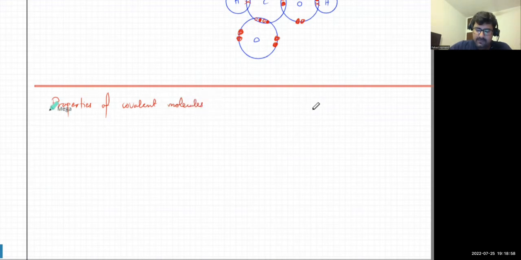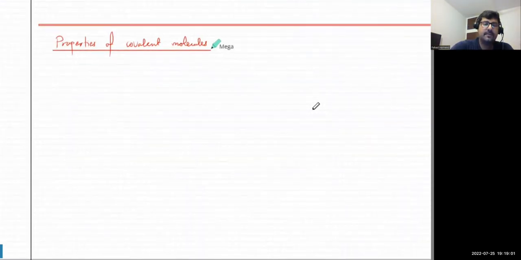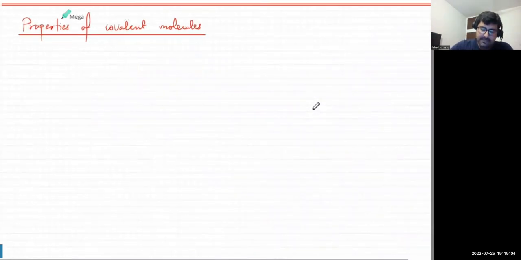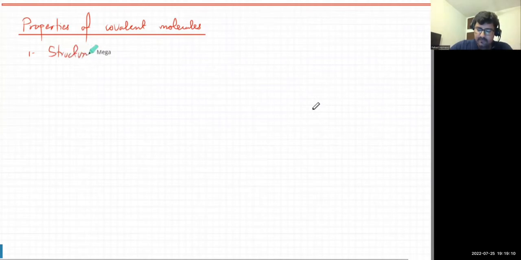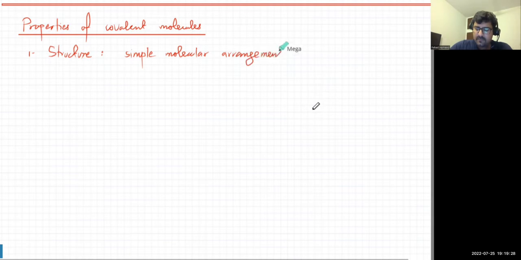Now, a property of covalent molecules is that if they ask for the structure, these are known as simple molecular. It's known as a simple molecular lattice or arrangement. If it's a solid, then it would be a lattice. So that is how you're going to describe it. These are the specific words that you're going to use.